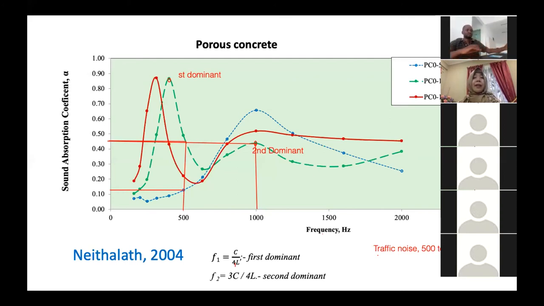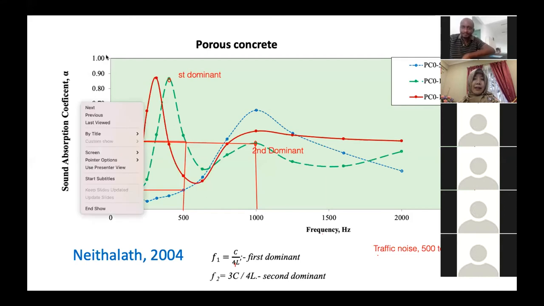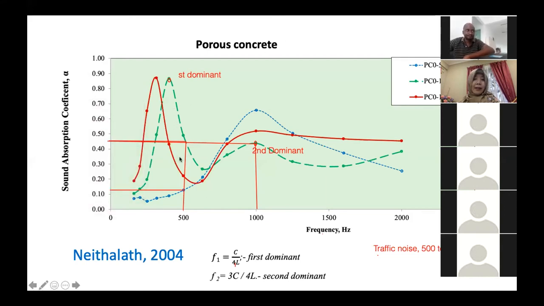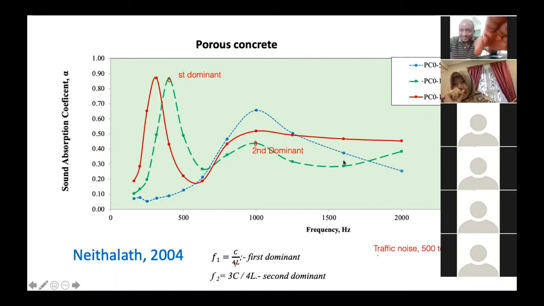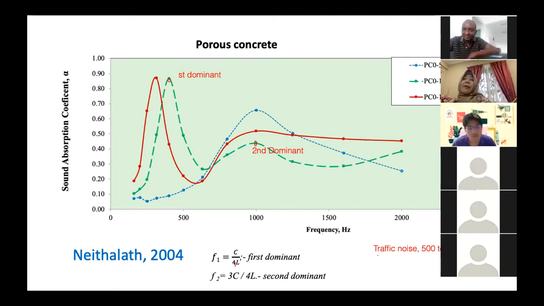Okay, any questions? Doctor, among these three, which one is best? Among these three, the green one for me. Okay. Because it can work at both frequencies. Yes. Alright. Martin, are you okay? So the good one is the green one, because it covers the whole range of the traffic noise problem, 500 to 1250 hertz.